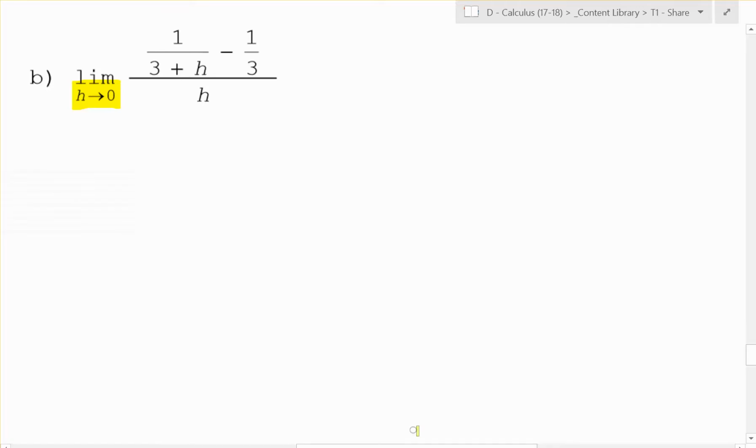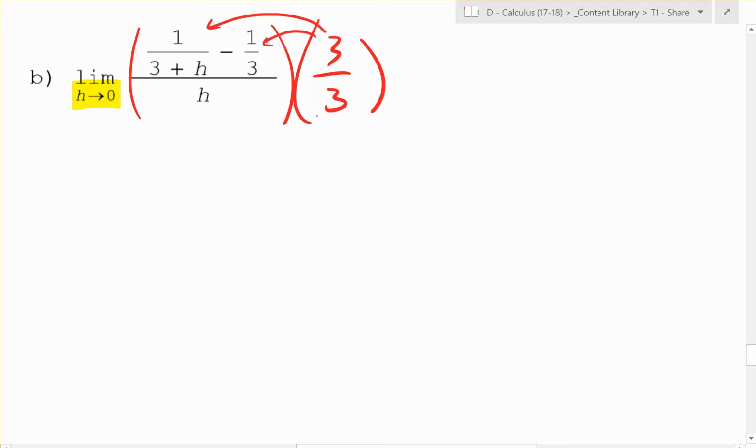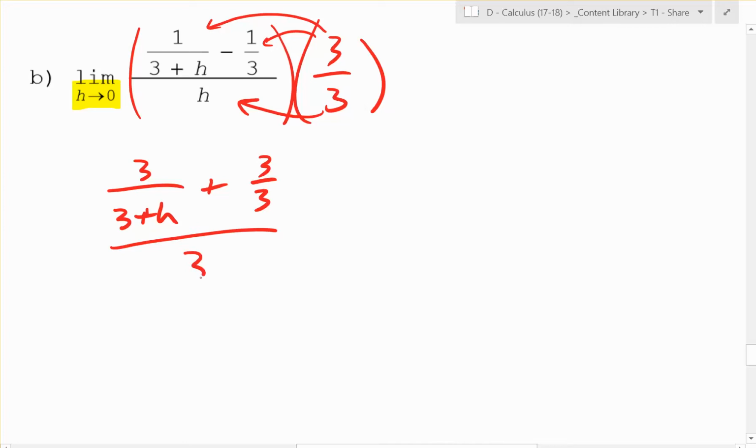Keep that in mind. So for example, we could start by saying, well, let's multiply everything. So we're going to multiply this by 3 over 3. Multiplying by 1 doesn't change anything. So the 3 gets multiplied into both of these things and down there. So what do we end up with? 3 over 3 plus h, plus 3 over 3 over 3h. Okay, well, what does that do? Well, this 3 over 3 just becomes a 1.